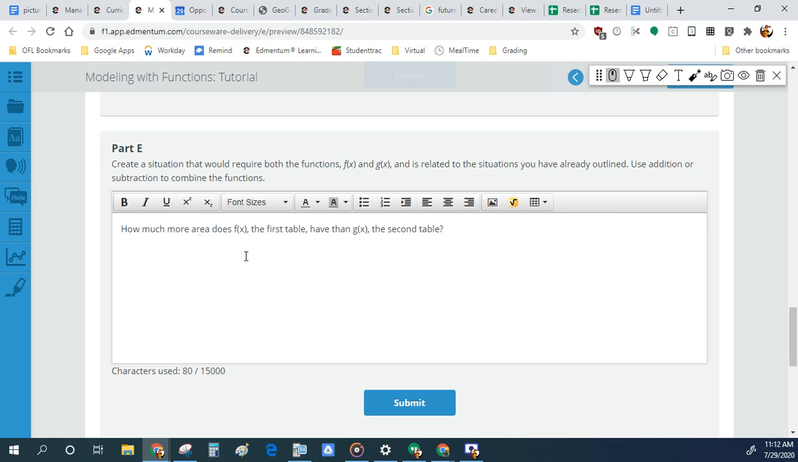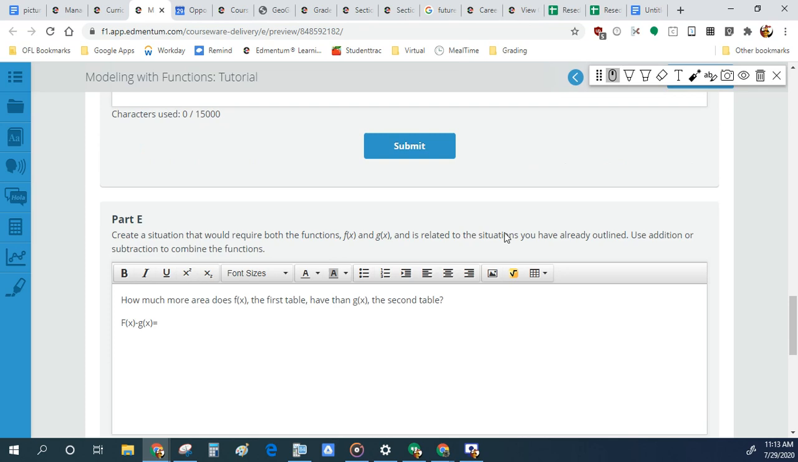So if we're doing this where we're comparing areas of the table, that means that we're going to do f of x minus g of x. And then we would just write it in. So we would just literally write down the formulas.